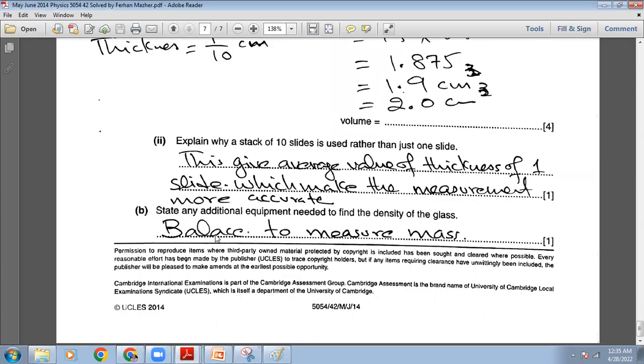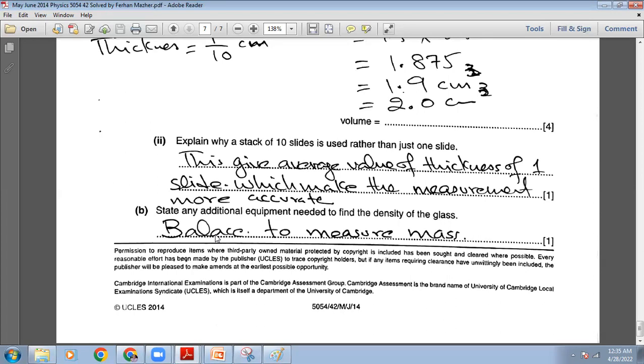So we are done with this. The last question is, explain why a stack of 10 slides is used rather than just one slide. You see, if you take 10 slides and you find their height and then you divide it by 10, that will give you the thickness of one glass slide. And that is a more accurate method because you take the average thickness. This gives an average value of thickness of one slide, which makes the measurement more accurate.